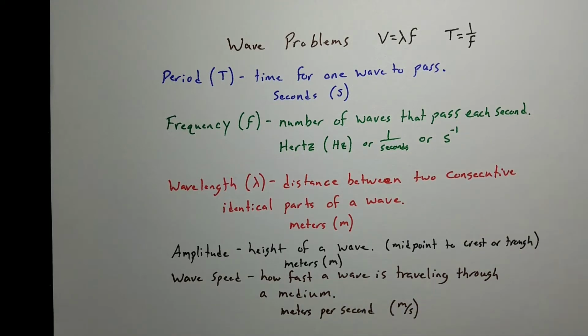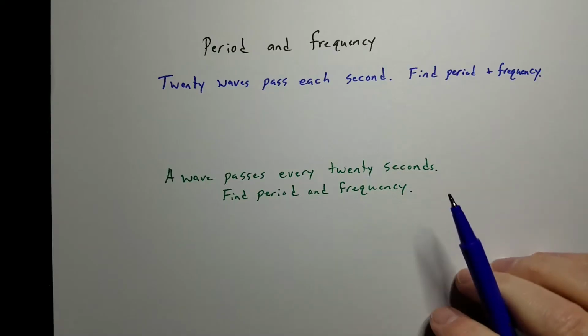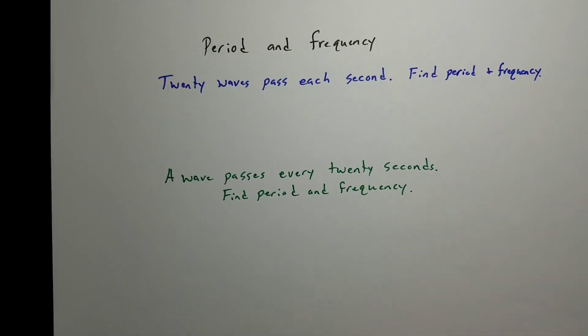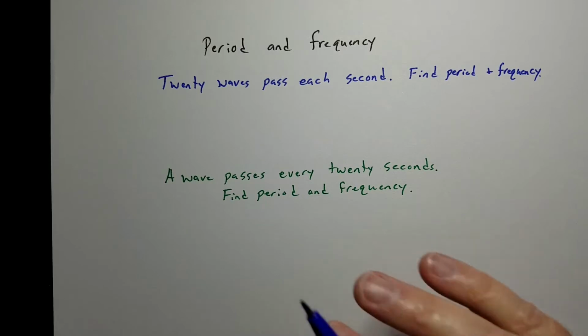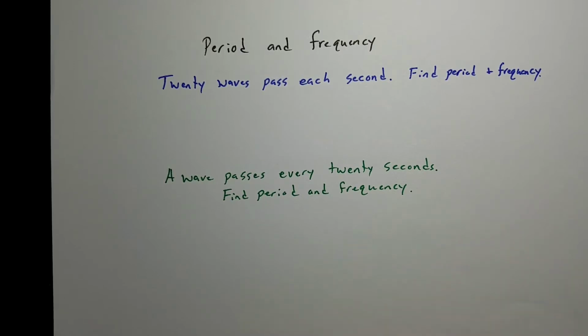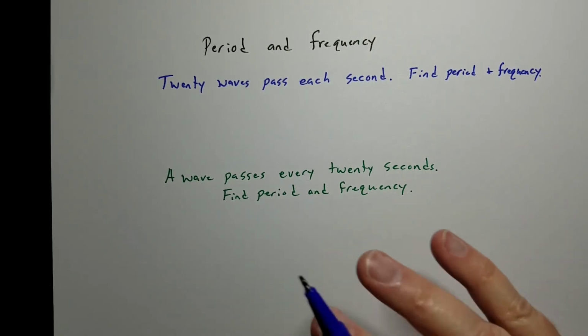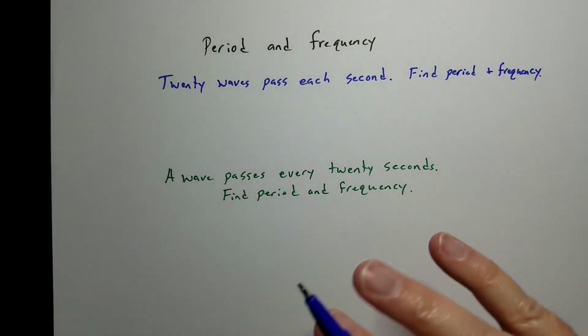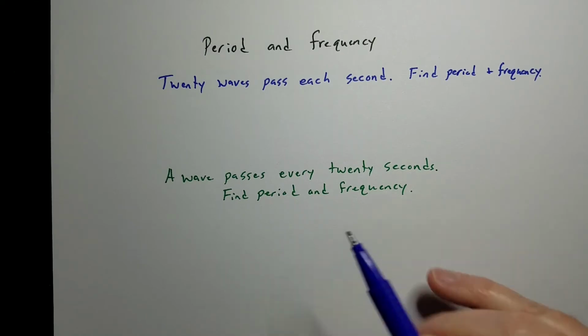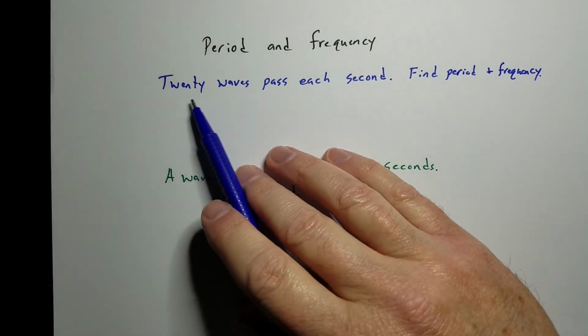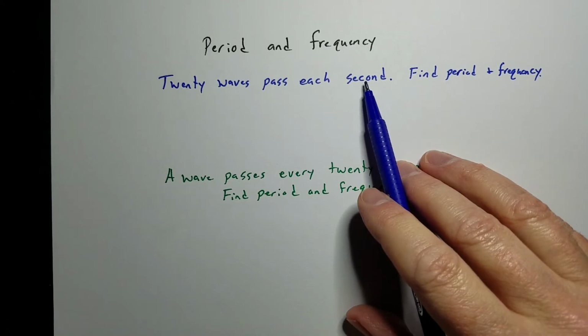Let's take a look at our first problem. Let's start off very basic with just identifying the difference between period and frequency. I found that this is one place where a lot of students have trouble, and one of the main sources of issue if they're having trouble solving these problems. So let's look at this statement. 20 waves pass each second.